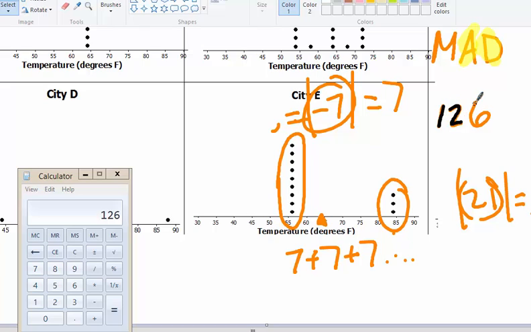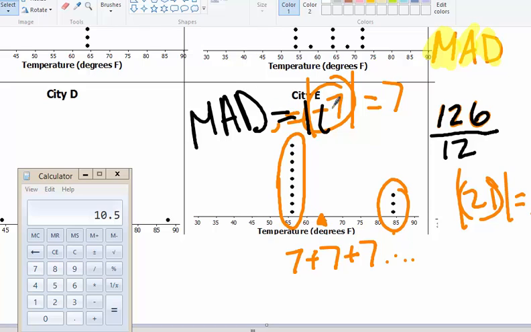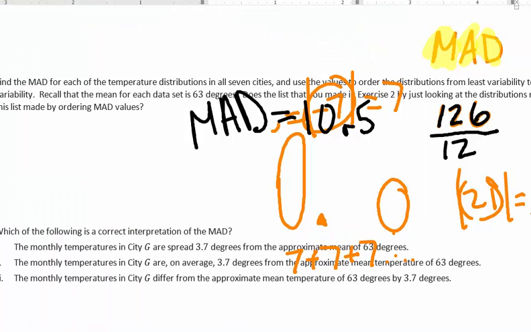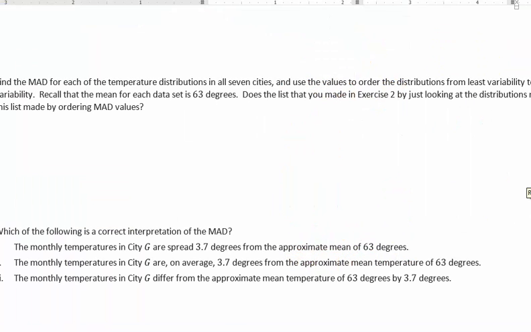Is that my final answer though? No, because my mean, what do I have to do with my mean? I have to divide by the numbers that I added. So I'm dividing by how many numbers that I added. When I divide, I'm using my calculator again. I get 126 divided by 12 equals 10.5. So my MAD equals 10.5.